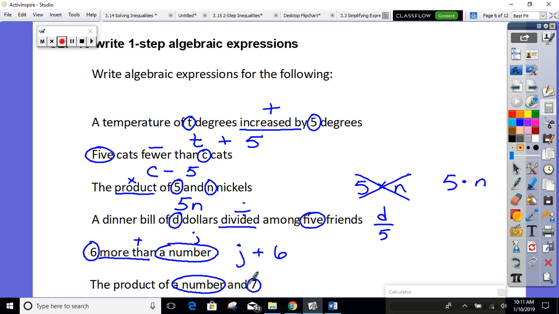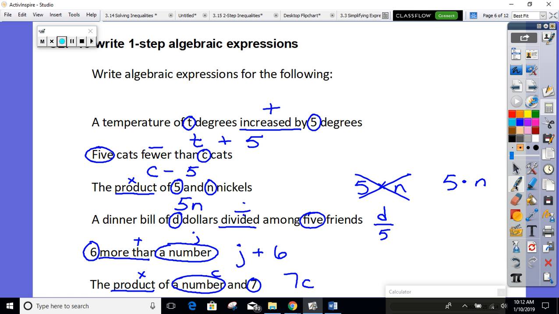Okay, so we're going to use C. Savannah, do you see any words in there that tell us what operation we might use? Multiplication. Yep, how did you know to multiply? We know what a product is. Product, good. So the word product tells us to multiply. So we have 7 times C, which is just 7C.